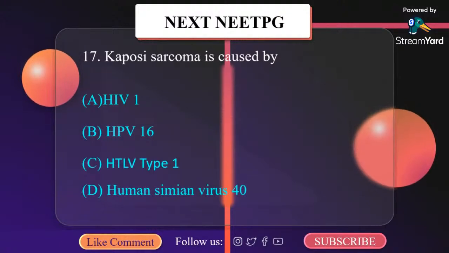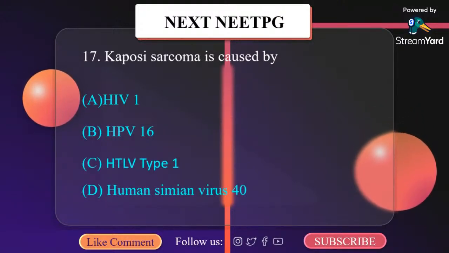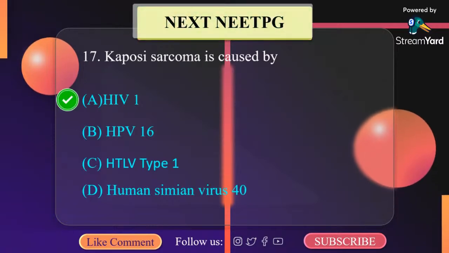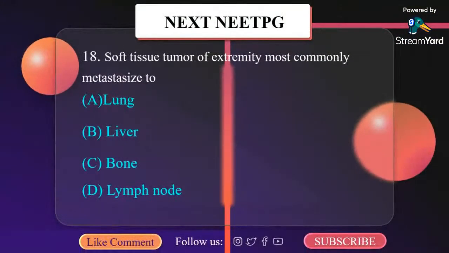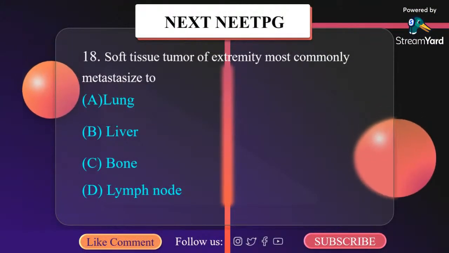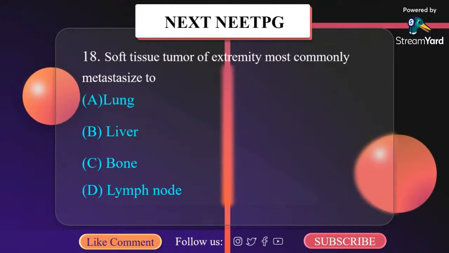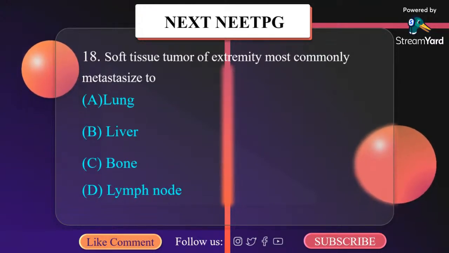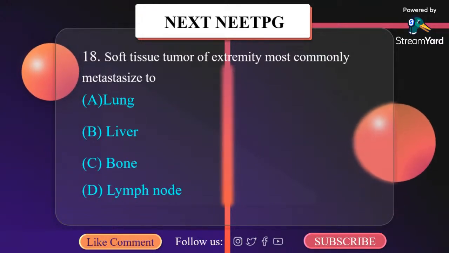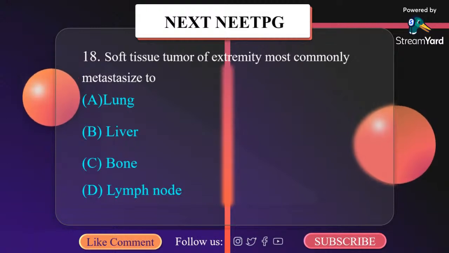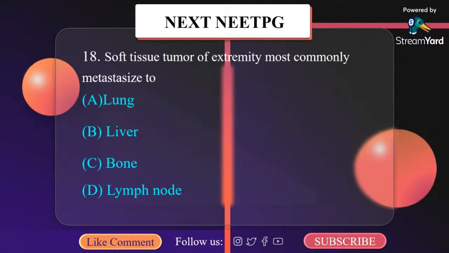Kaposi sarcoma is caused by A. HIV1, B. HPV16, C. HTLV type 1, D. Human herpes virus. It is HIV type 1. Soft tissue tumor of extremity most commonly metastasizes to A. Lung, B. Liver, C. Bone, D. Lymph node. It is lung.